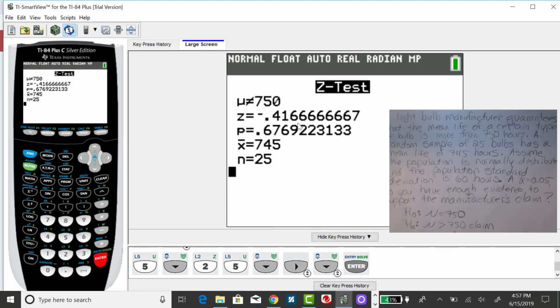And you'll see from the output the standardized test statistic is -0.417. The corresponding p-value is 0.677. The p-value is greater than or equal to our level of significance. When that is the case, the decision is to fail to reject the null.